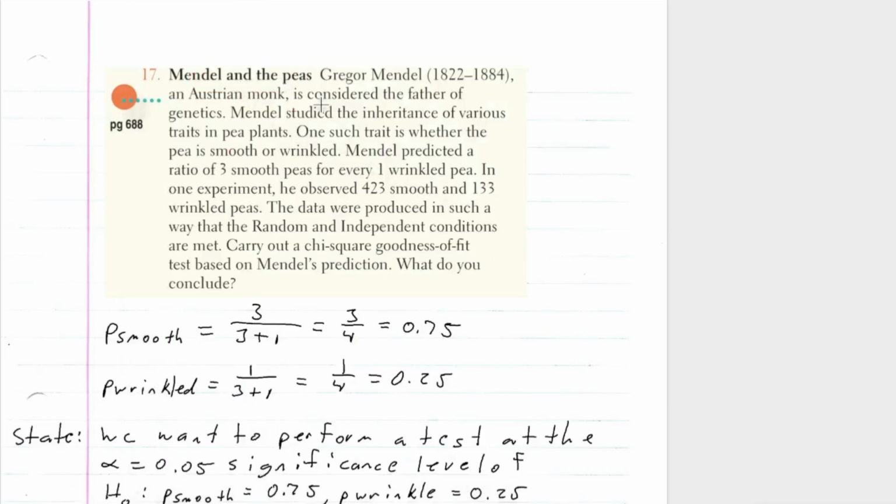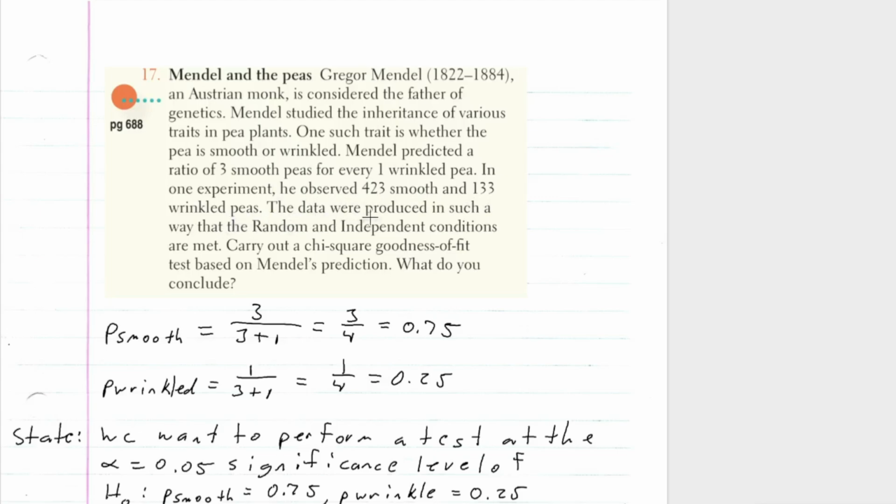Mendel and the peas. Gregor Mendel, an Austrian monk, is considered the father of genetics. Mendel studied the inheritance of various traits in pea plants. One such trait is whether the pea is smooth or wrinkled. Mendel predicted a ratio of 3 smooth peas for every 1 wrinkled pea. In one experiment, he observed 420 smooth and 133 wrinkled peas.